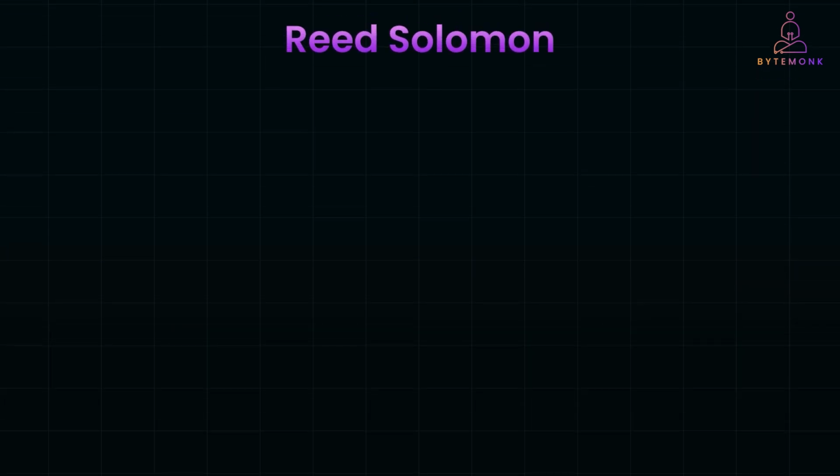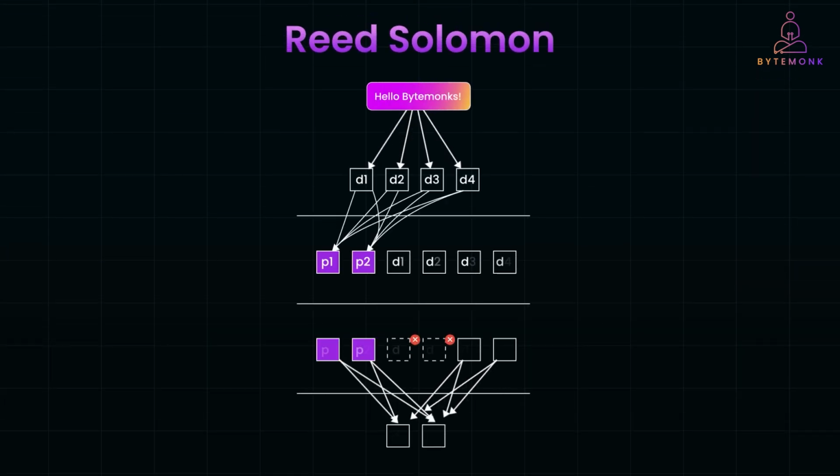Let's explore how to implement Reed-Solomon erasure coding in Python. Reed-Solomon encoding is one of the popular techniques used for fault-tolerant systems, and it works by splitting data into chunks and adding parity chunks to allow recovery in case of data loss. We'll break this implementation into 3 steps: encoding data, simulating data loss, and decoding the data, or reconstructing the original data using the remaining chunks.